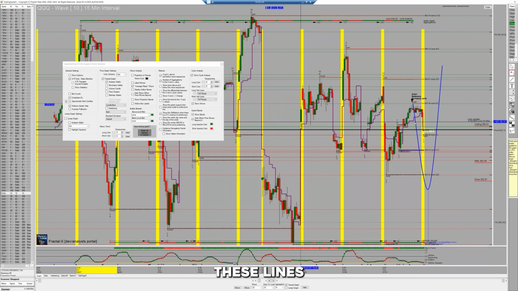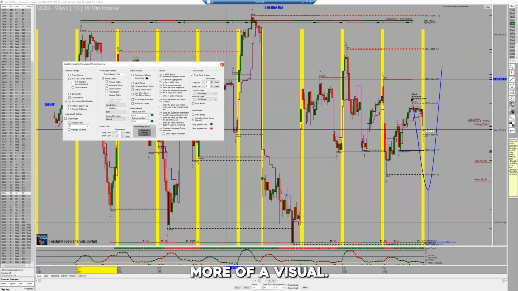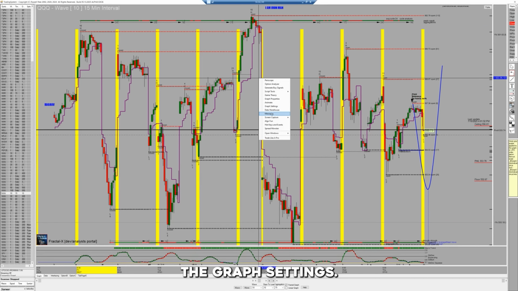Because these lines do not extend till here, if you want a visual tool to look at them, for example, if you assume that there's a cluster forming, you can see a lot of red color right here. So that's a cluster, right? You're going to mark that as a support on your linear chart. So it's more of a visual tool. That is all about the graph settings.